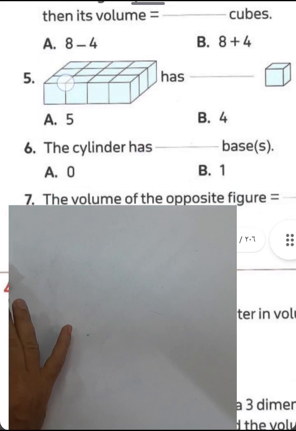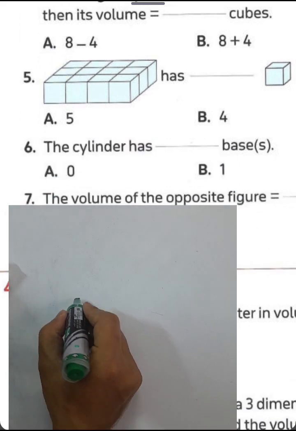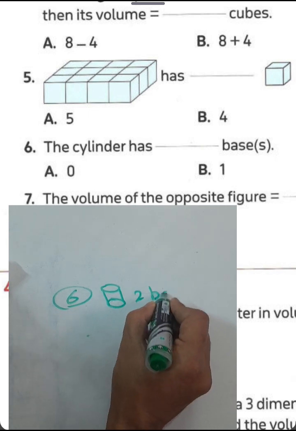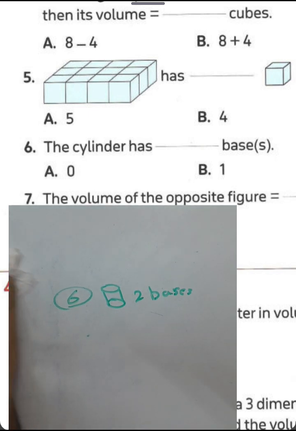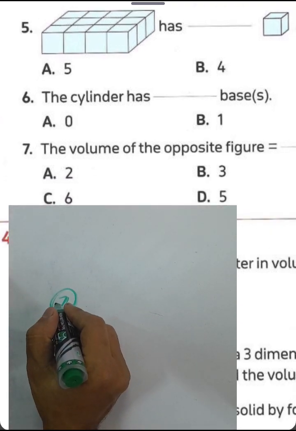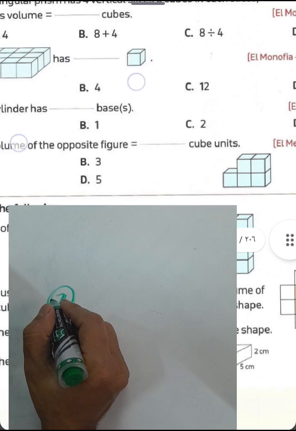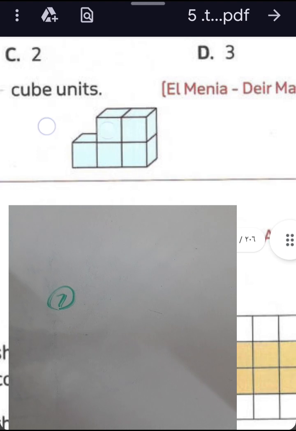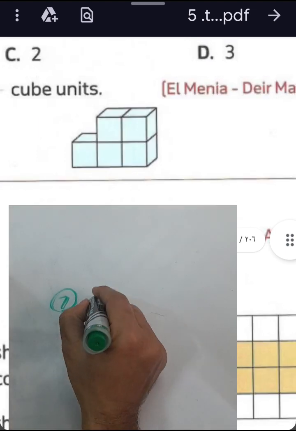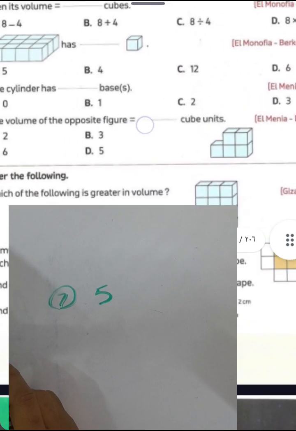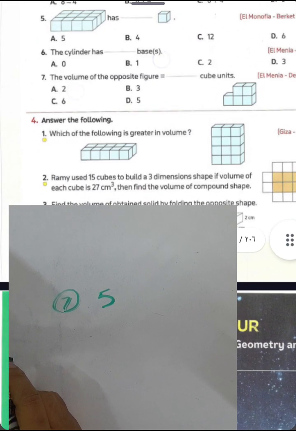Next example, the cylinder has 2 bases. Question 7. The volume of the figure equals what? We can count how many cubes in this figure. Count with me: 1, 2, 3, 4, 5. Then the volume here will be 5. Choose letter D.